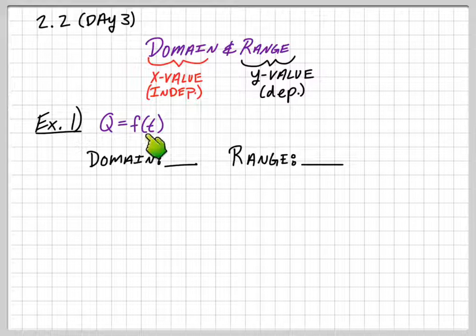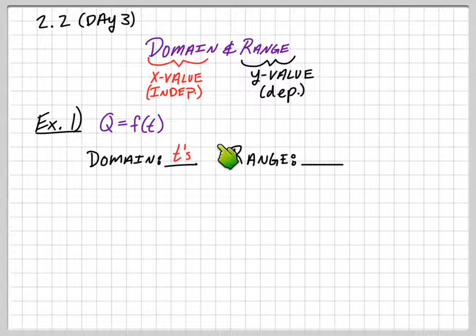So to me, the domain, that's the inputs. So here's how I read this. Q is a function of t. So t is our inputs. So those t's, whatever they are, times, maybe they're 1 hour, 2 hour, 3 hour, those are our inputs, whatever the t's are, the times.